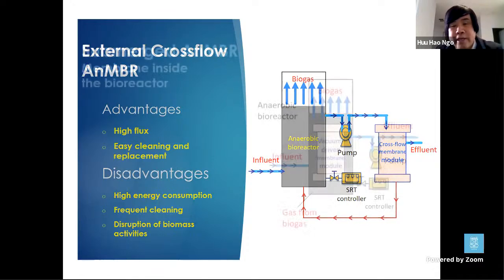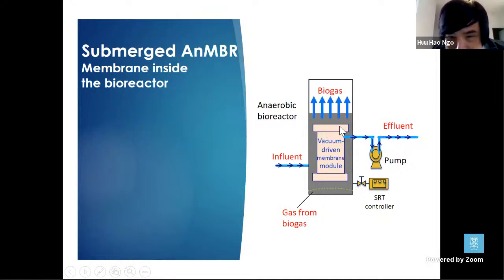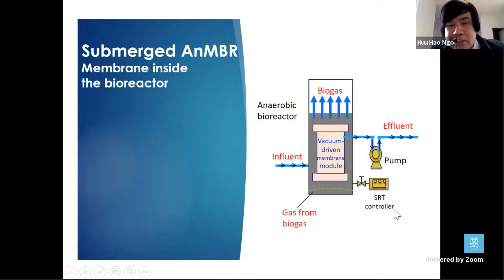Those are the disadvantages. Now we go to the submerged anaerobic MBR. Very simple: we only put the membrane inside the anaerobic bioreactor. We have biogas here, and the influent comes in, and then the effluent. This one is the vacuum suction pump, and the other one is the feeding pump. Similarly, we have an HRT controller and a sludge retention pump here, just simple like that.